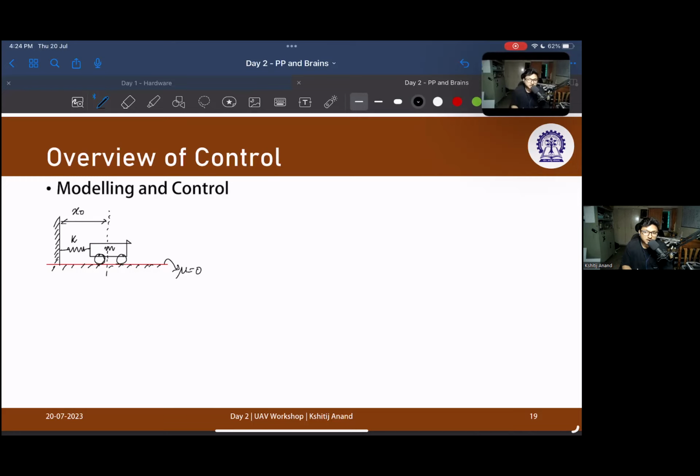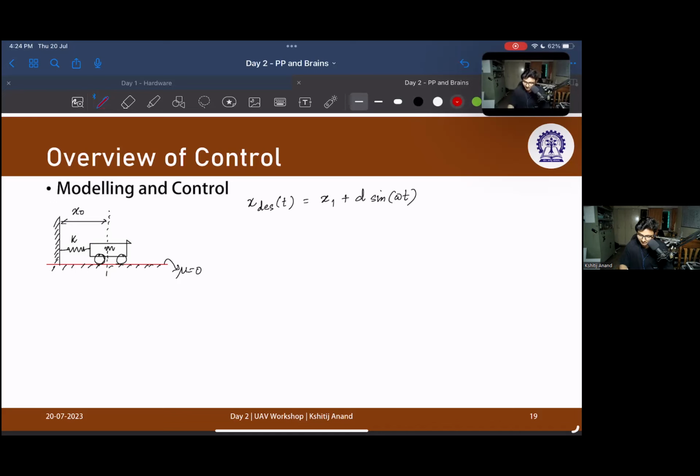Now I want this cart to dance. I want it to dance in a sinusoidal fashion. The function that I give it, the desired position X desired as a function of time, is X1 plus D sine omega t. So what do I want it to do?